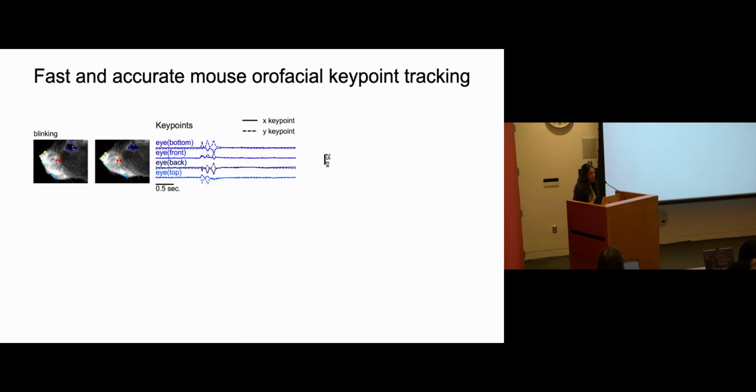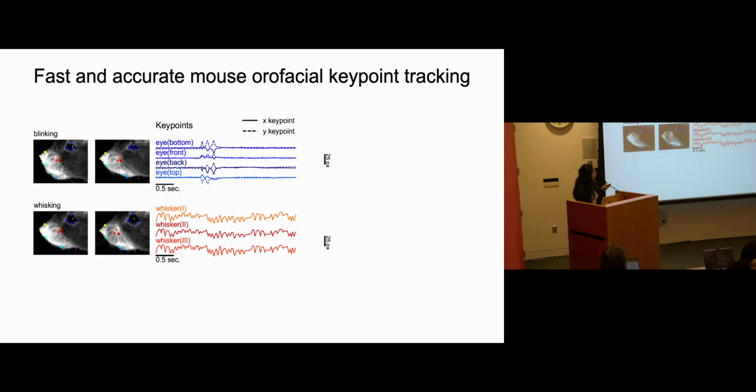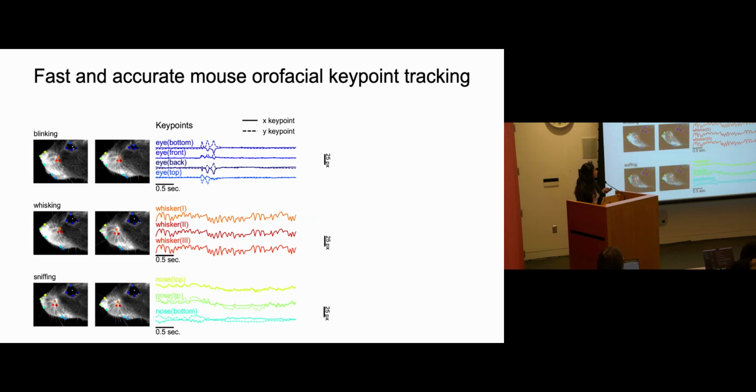So now, having our key point tracker, we can quantify these various orofacial behaviors, such as when the mouse blinks, we can look at the different positions of the eye key points, or when it's whisking, you'll see these oscillatory-like movements in the traces, and sniffing behavior as well.